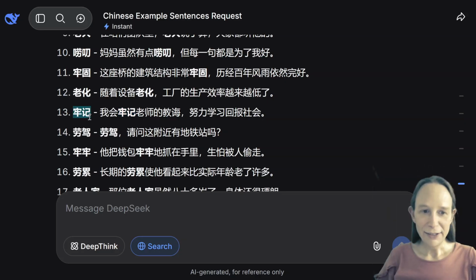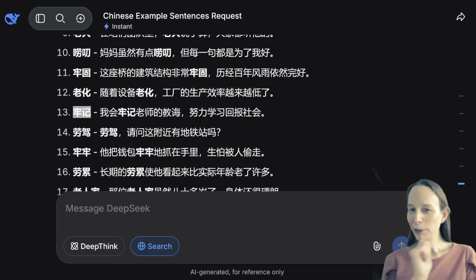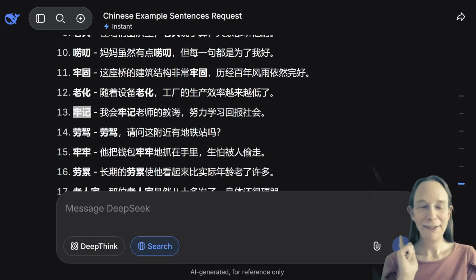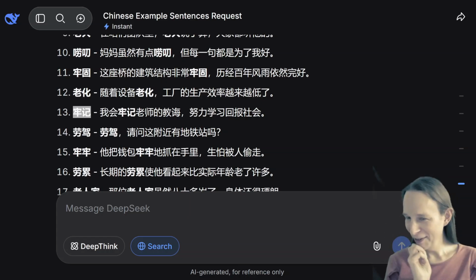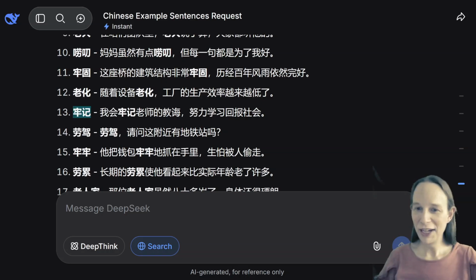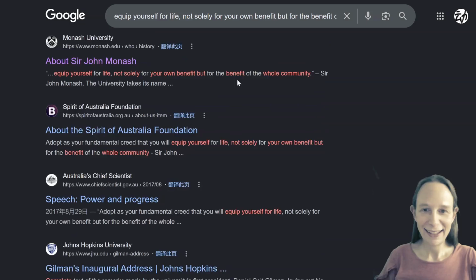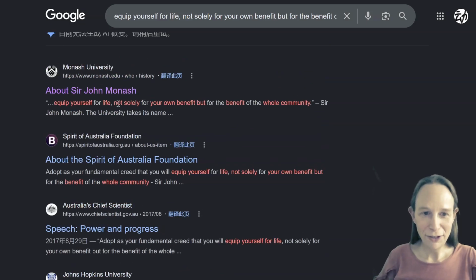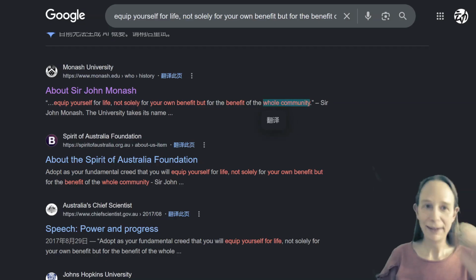All right, 牢记. So 牢记, you should equip yourself for life, not just for, let me see if I remember, not just for your own benefit, but for the benefit of future generations. Did I get it right? Not solely for your own benefit, but for the benefit of the whole community.